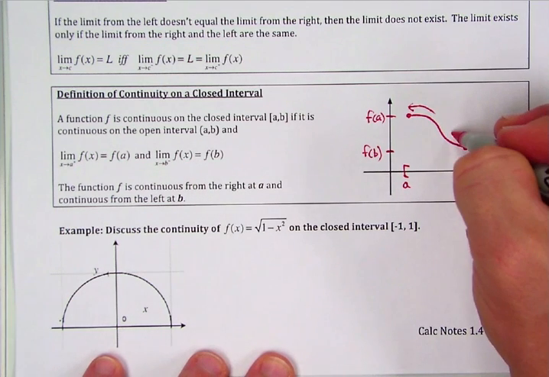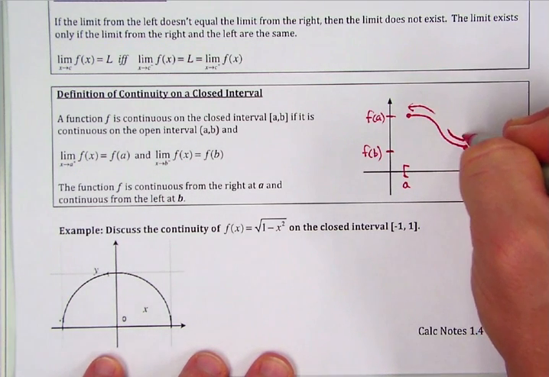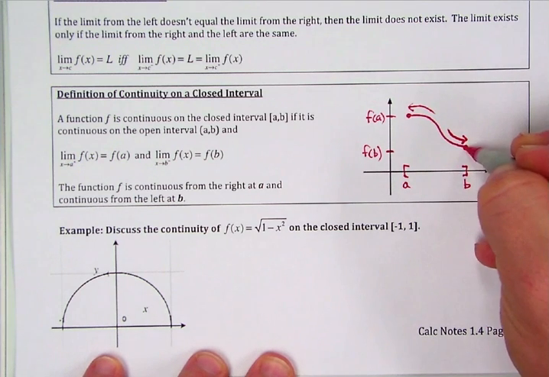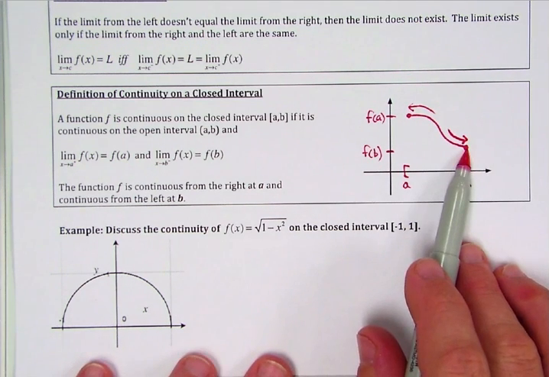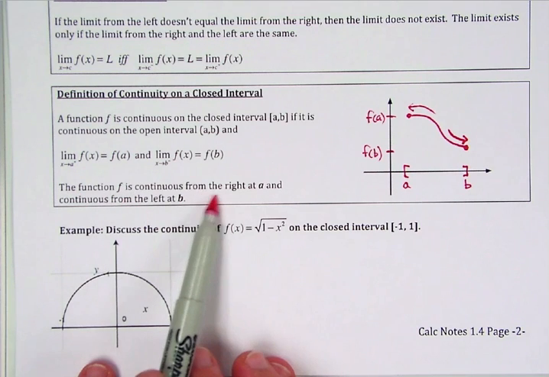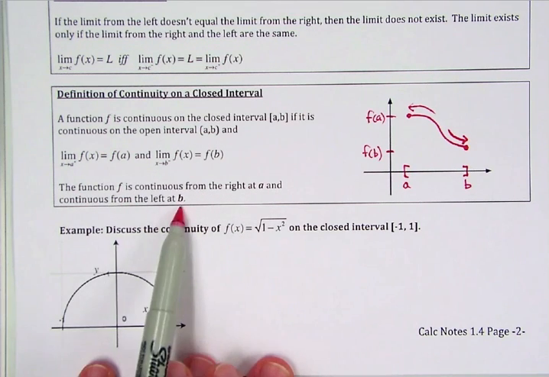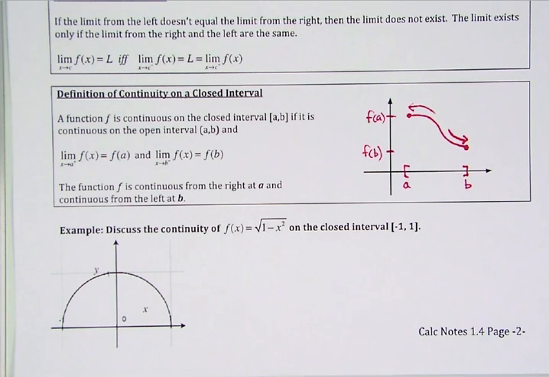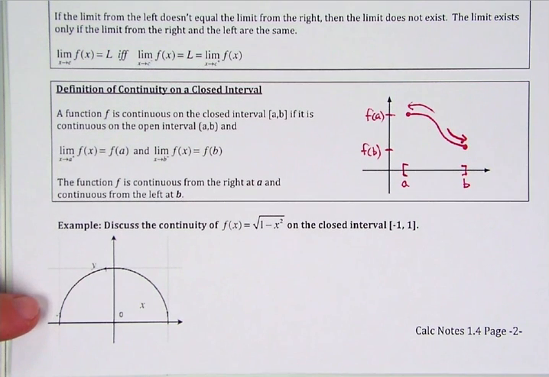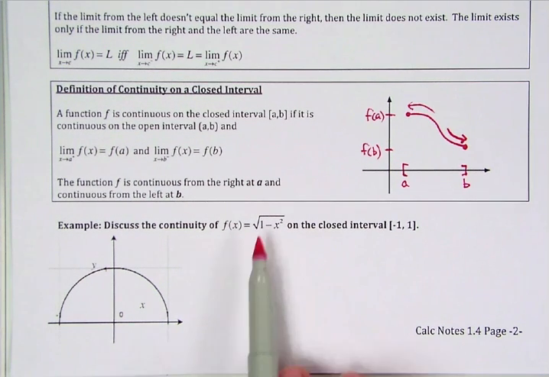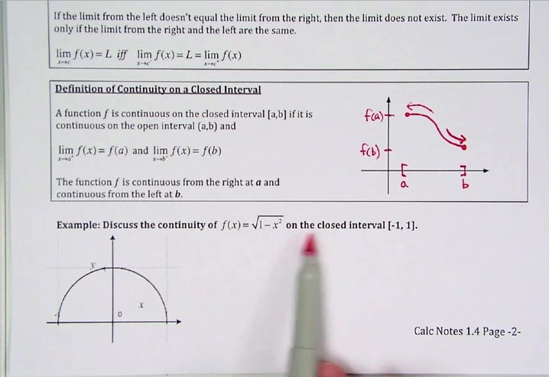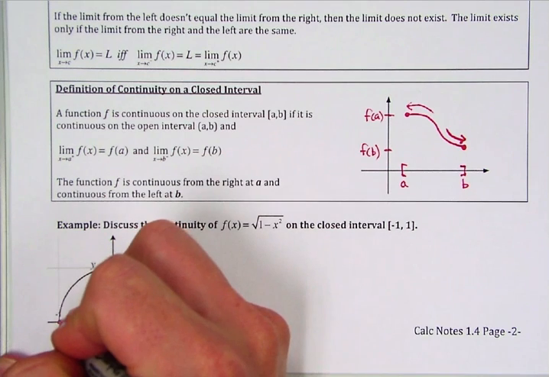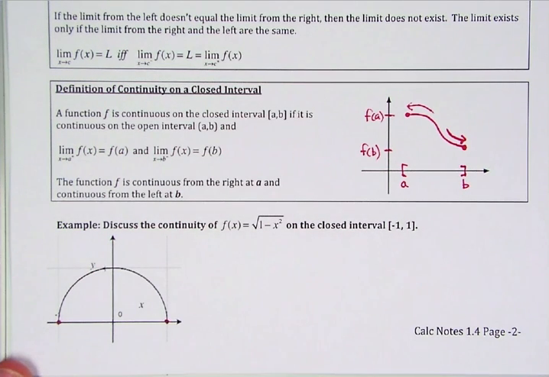So the same type of idea. If we approach b from the left side, f of b is the same thing as our limit. Okay, so the function f is continuous from the right at a and continuous from the left at b. So that's what we would say about that function. So we can use that now to discuss the continuity of graphs that look like this. So we have the square root of 1 minus x squared on the closed interval, negative 1, 1. So we are using these x points, negative 1 and 1.